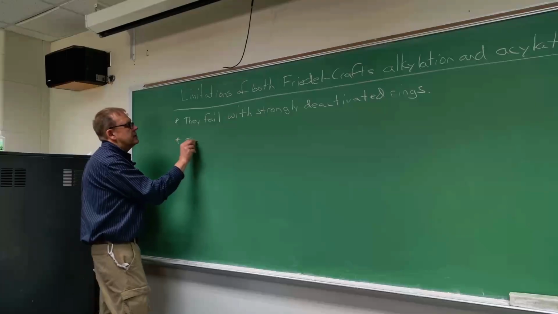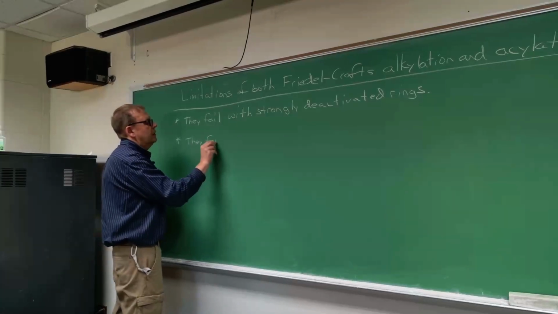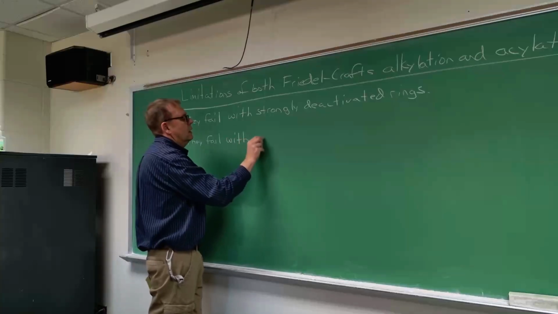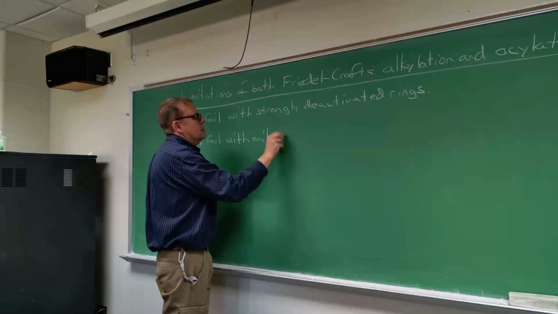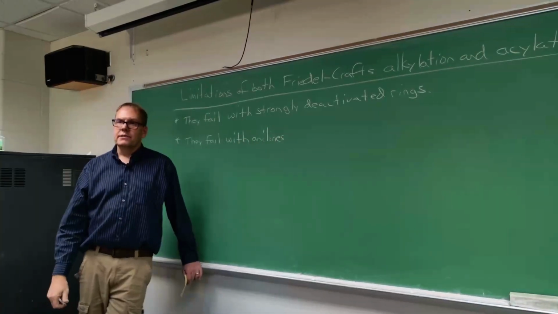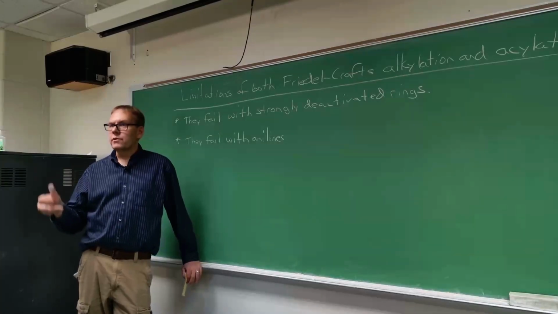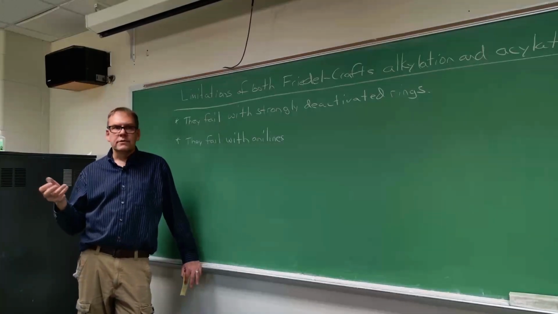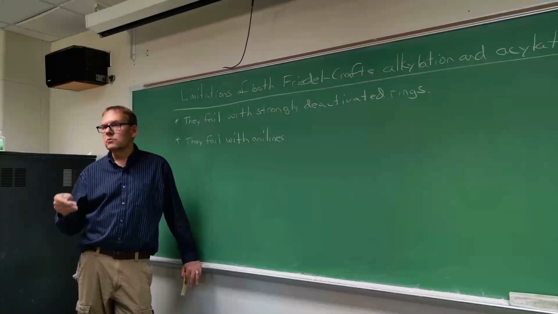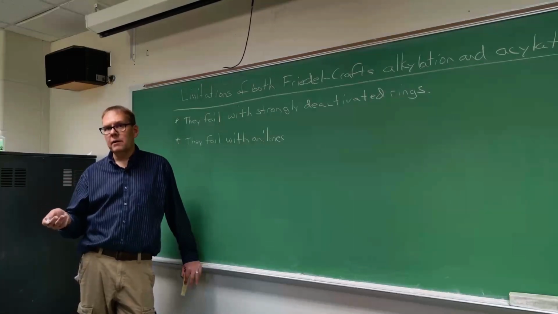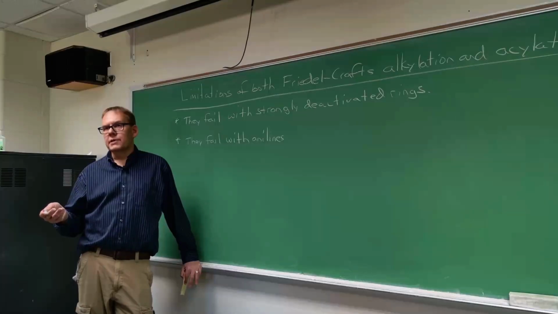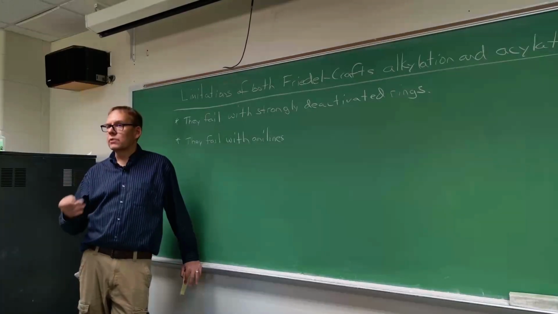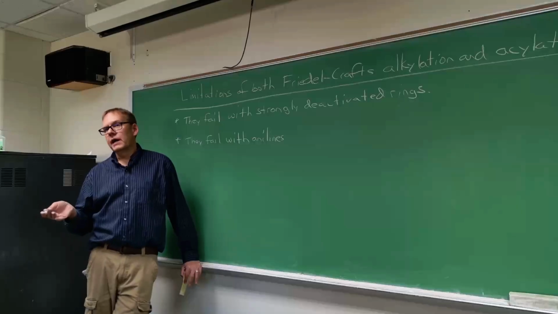Then another thing is they fail with anilines. So aniline is aminobenzene. That's a benzene that has a nitrogen with a lone pair attached. And we talked last time about why that is. It's because the nitrogen lone pair sticks to the aluminum atom. So instead of acting as a Lewis acid and binding to a chlorine to activate it towards the reaction, it binds to the ring substrate, and that kills the reactivity of the ring.